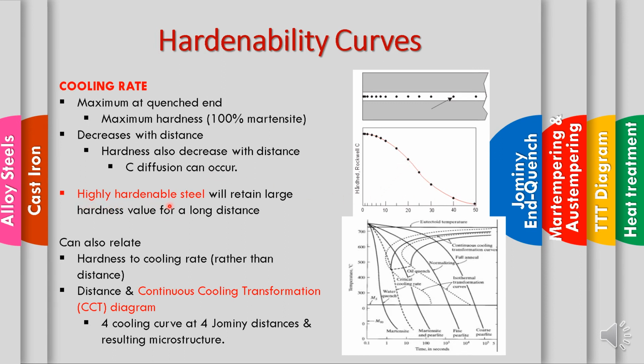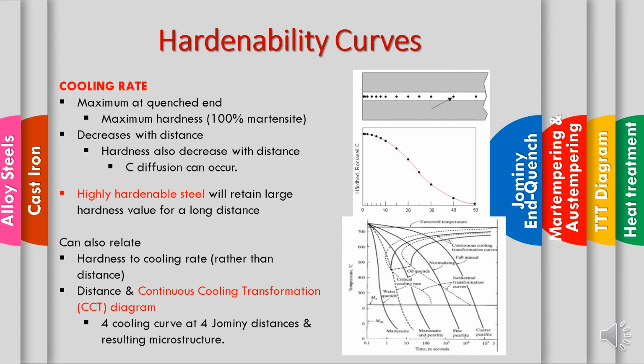Highly hardenable steel will retain a large hardness value for a long distance. Other information we can get from this is hardness, time, temperature. We can get the hardness relative to cooling rate, rather than the distance.